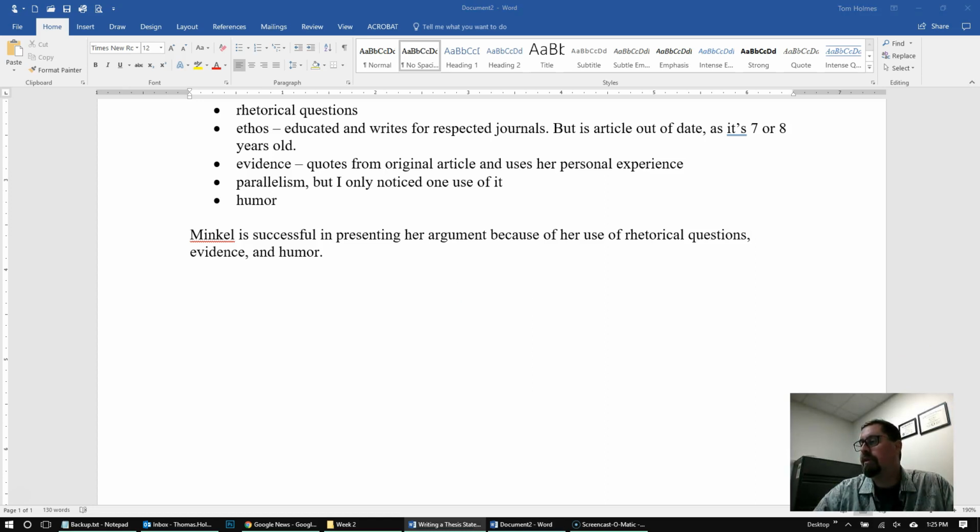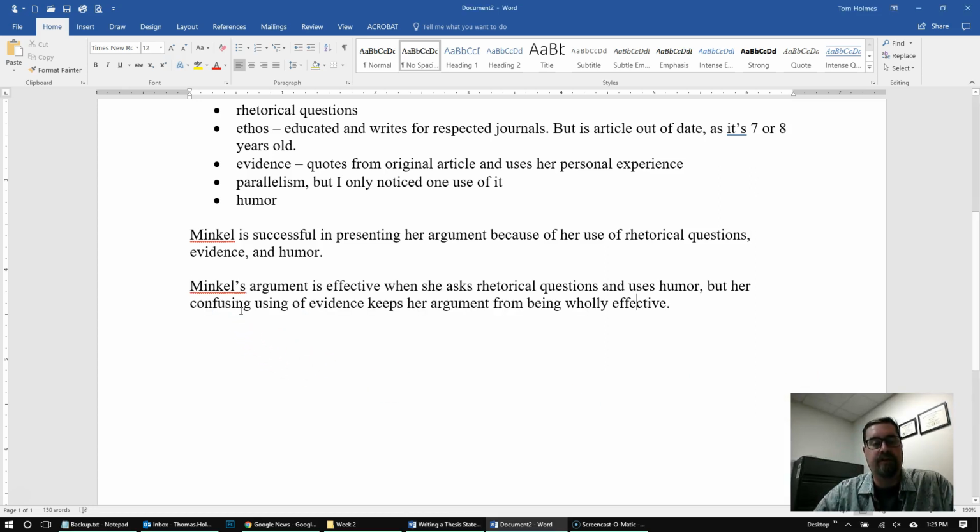Now what happens if you think that only two devices are successful and one's not so successful? For instance, let's say maybe her evidence wasn't very useful. Now you could write a different thesis statement going, Minkel's argument is effective when she asks rhetorical questions and uses humor, but her confusing use of evidence keeps her argument from being wholly effective.